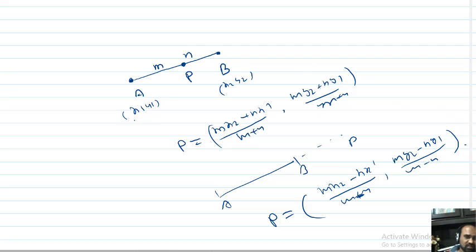Next, the coordinates of A, B and P are given. How to find the ratio? That also I explained. Let the required ratio be lambda is to 1. So you can find the lambda value. For example, lambda you got is 2 by 3. Then you can say that P divides AB in the ratio 2 by 3 internally. As for example, if you got minus 2 by 3, then you can say that P divides AB externally in the ratio 2 by 3. This minus stands for external division.